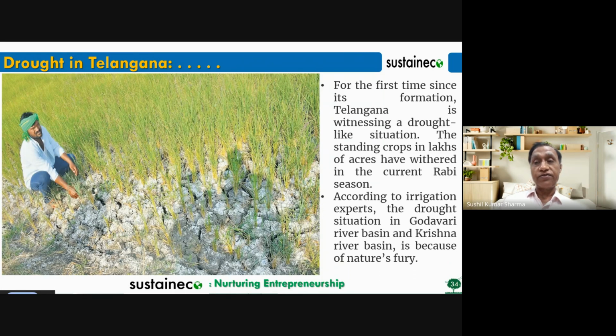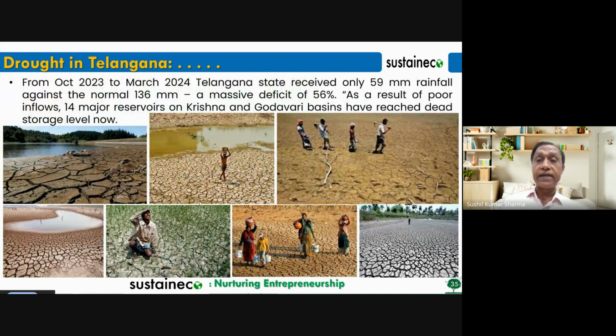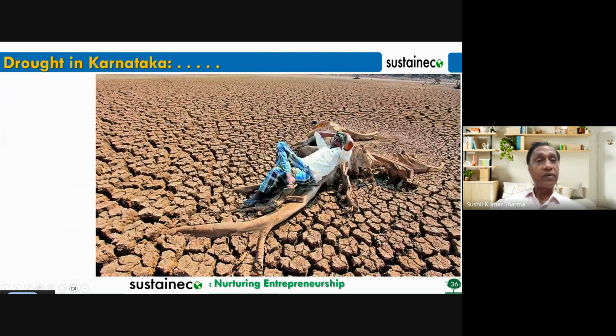According to irrigation experts, the drought situation in Godavari River Basin and Krishna River Basin is because of nature's fury. That is unpredictable behavior. From October 2023 to March 2024, Telangana state received only 59 millimeter rainfall against the normal of 136 millimeter, a massive deficit of 56%. As a result of poor inflows, 14 major reservoirs on Krishna and Godavari basins have reached dead storage levels, and as a result, crops are not getting water.